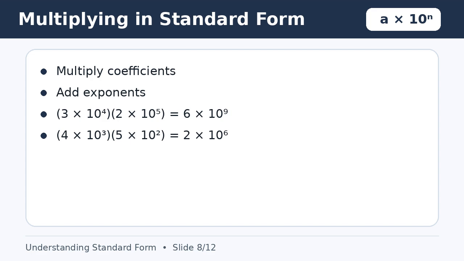Now consider 4 times 10 to the power 3 multiplied by 5 times 10 to the power 2. Multiplying gives 20 times 10 to the power 5. However, the coefficient 20 is not between 1 and 10. Rewrite 20 as 2 times 10 to the power 1. Therefore, 20 times 10 to the power 5 becomes 2 times 10 to the power 6. The final answer is 2 times 10 to the power 6.